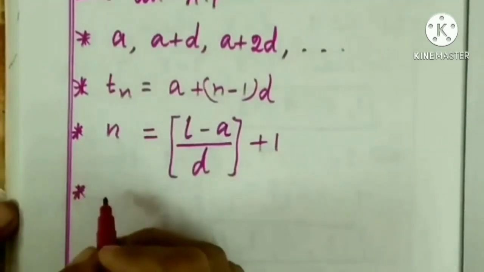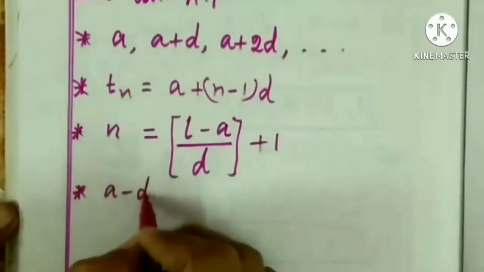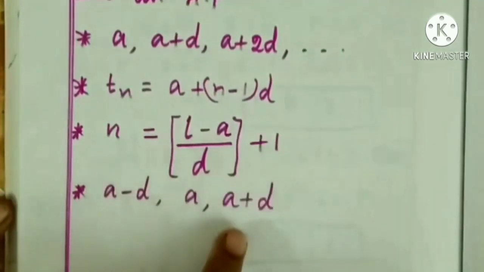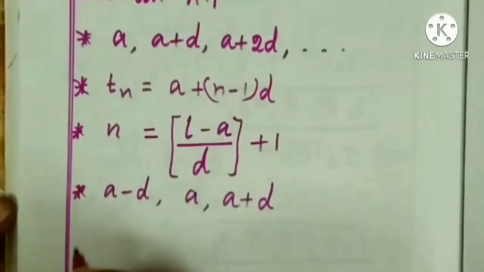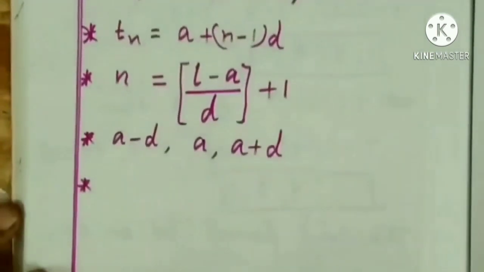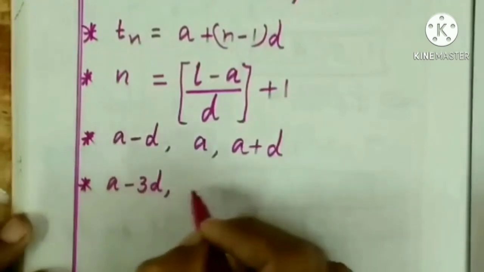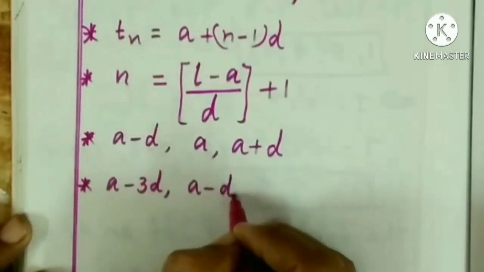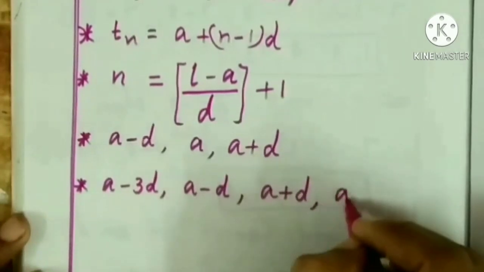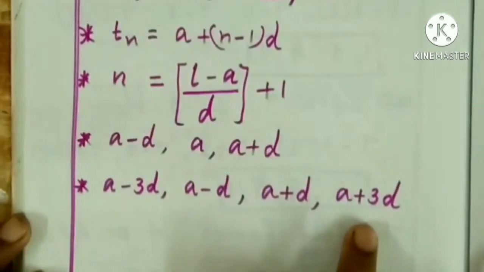The three consecutive terms of an AP are a minus d, a, a plus d. Here the common difference is d. Then the four consecutive terms of an AP are a minus 3d, a minus d, a plus d and a plus 3d. Here the common difference is 2d.